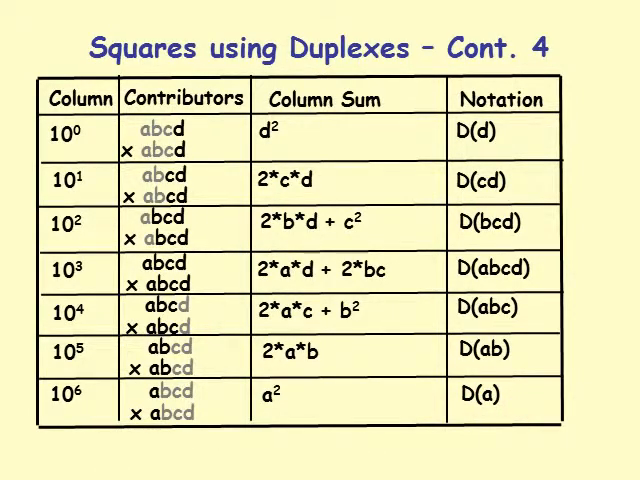Let's continue. So we got all of them. When it is a one column, D times D vertically, D squared. When it's two columns and crosswise, 2CD. Here this is crosswise 2BD and vertically C squared. Here's crosswise 2AD and crosswise 2BC. Here's crosswise 2AC and here's vertically B squared. Here's the crosswise AB, that's 2AB. Here's the vertical A squared. Let's continue.